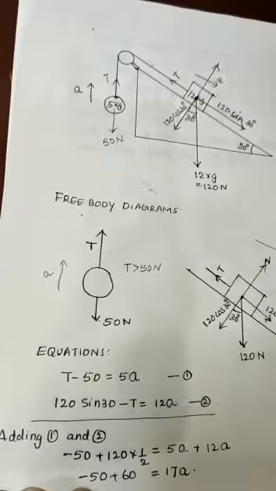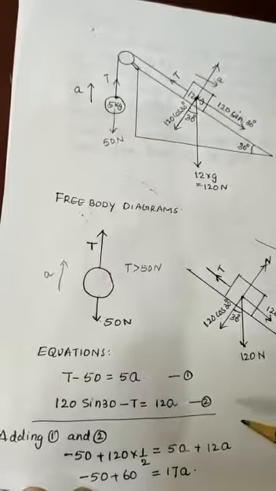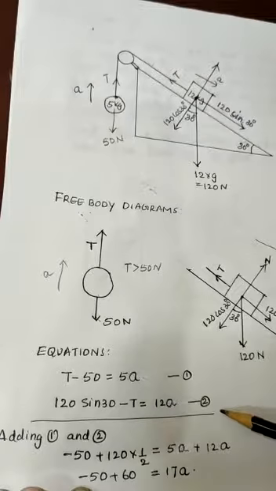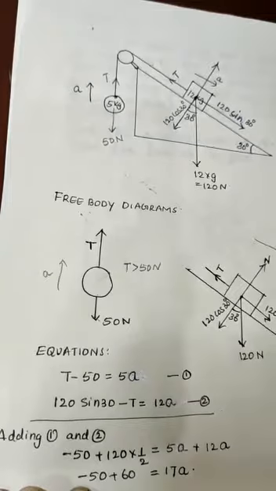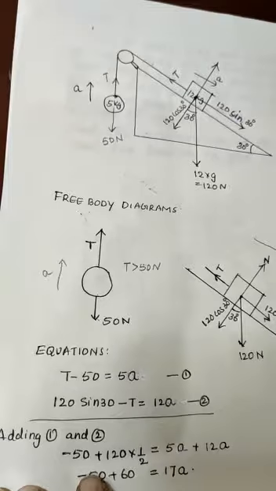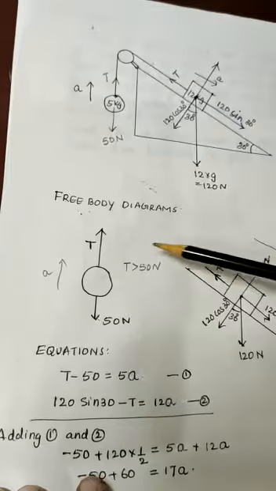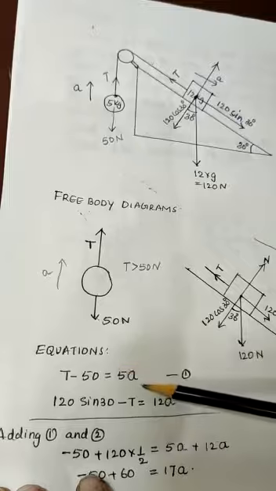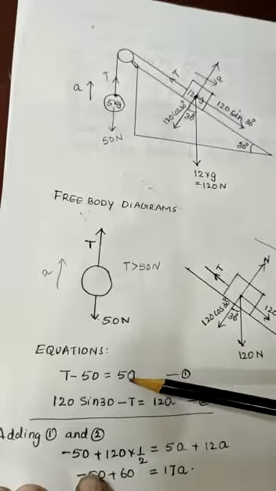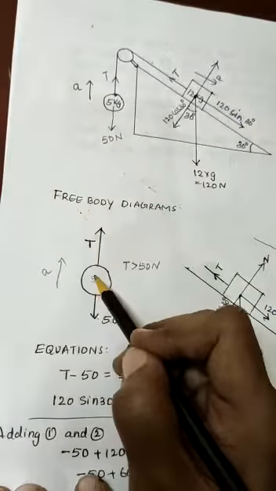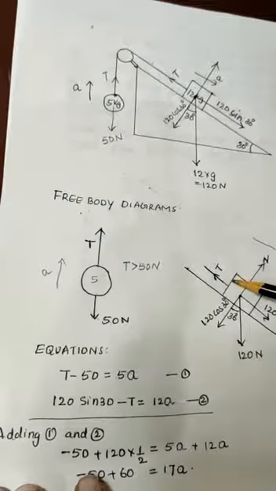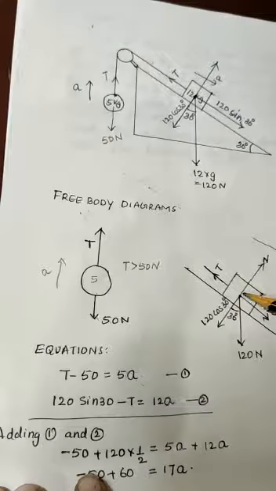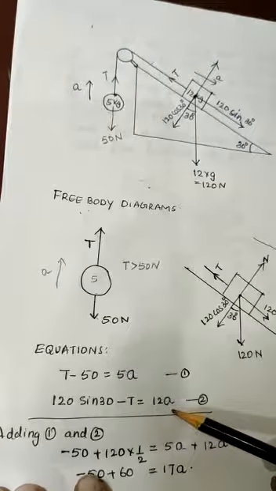Now, if you have any confusion regarding the equations, you should always think that acceleration is in the direction of greater force. So, greater force minus smaller force is net force. Here, tension minus weight equals ma, this is 5, so 5a. 120 sin 30 minus T equals ma, this is 12, so it is 12a.